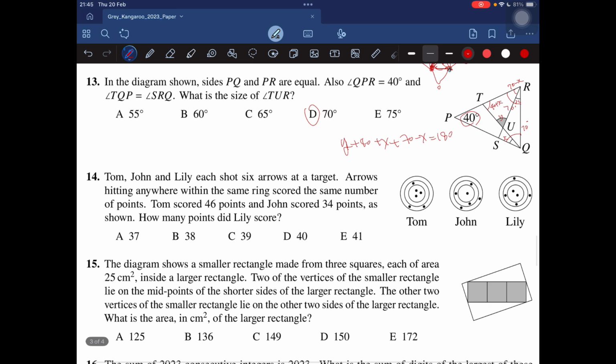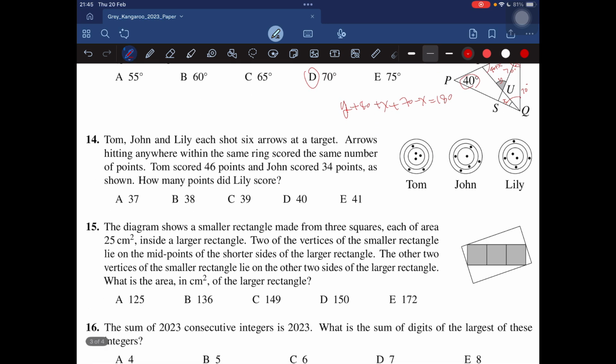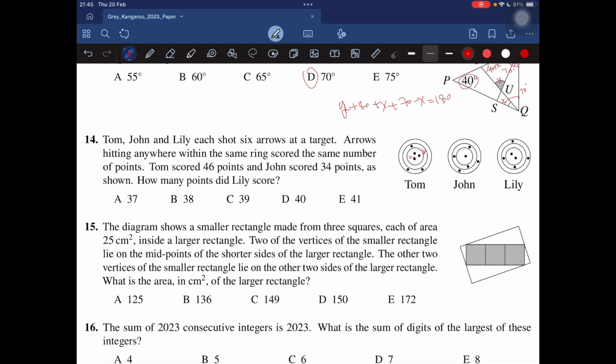And number 14. Tom, John, Lily have scores like this. Tom scored 46. Let's say A, B, C. 3A plus B plus 2C becomes 46. A plus 3B plus 2C becomes 34. Then Lily, 2A, 2B plus 2C. What is that? When we add them together, 4A, 4B, 4C, 70 plus 80. So when we divide by 2, we can find 40.